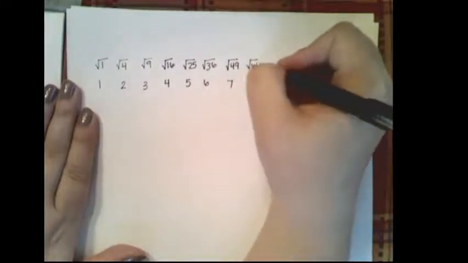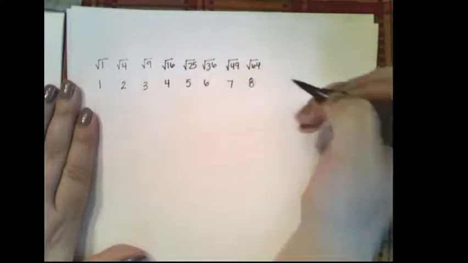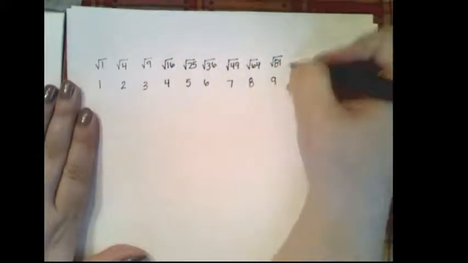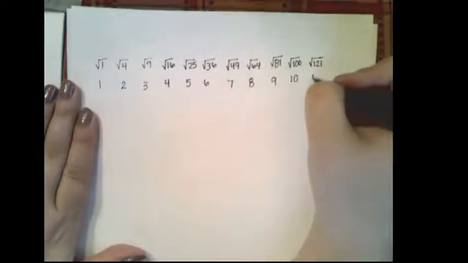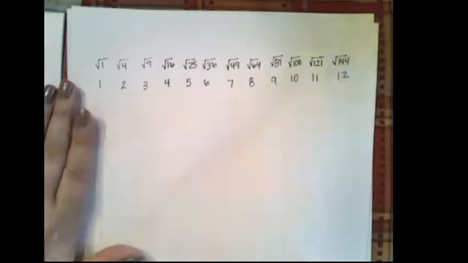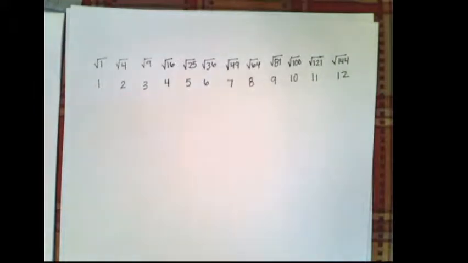The square root of 64 is 8. The square root of 81 is 9. The square root of 100 is 10. The square root of 121 is 11. The square root of 144 is 12. And the reason why I had you list all of these out is because today we are going to estimate square roots.